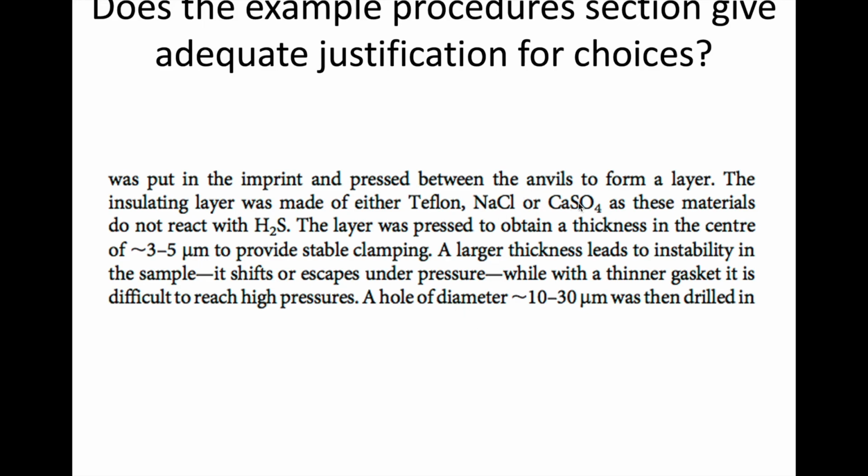So that would say that you can choose any of these materials. Also, though, if you can think of something else that's both insulating and doesn't react with H2S, then you could use that, right? So that's the importance of this sort of justification. If I have to make an alteration, is it going to affect the experiment? And then they have multiple examples here, right? The layer they talked about has a thickness of this, and the reason it has that thickness is it provides stable clamping. So that's what I'm talking about with justification.